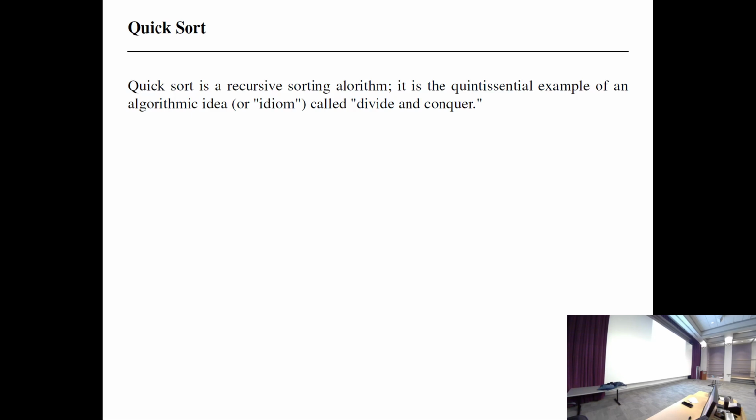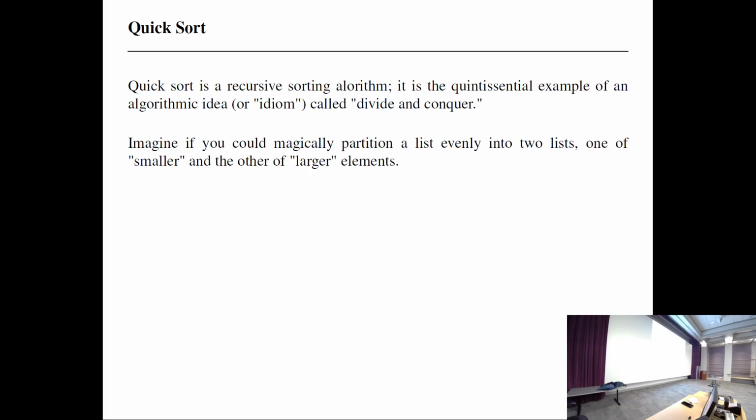Divide and conquer says you have a big problem, divide it into two smaller problems, and then solve the one that matters. And quicksort has a slightly different take on that, but the idea is you have a big problem, you divide it into two smaller problems, you solve those problems, and together that gives you the solution to the larger problem. It's a general algorithmic idiom. It's a way of approaching a problem.